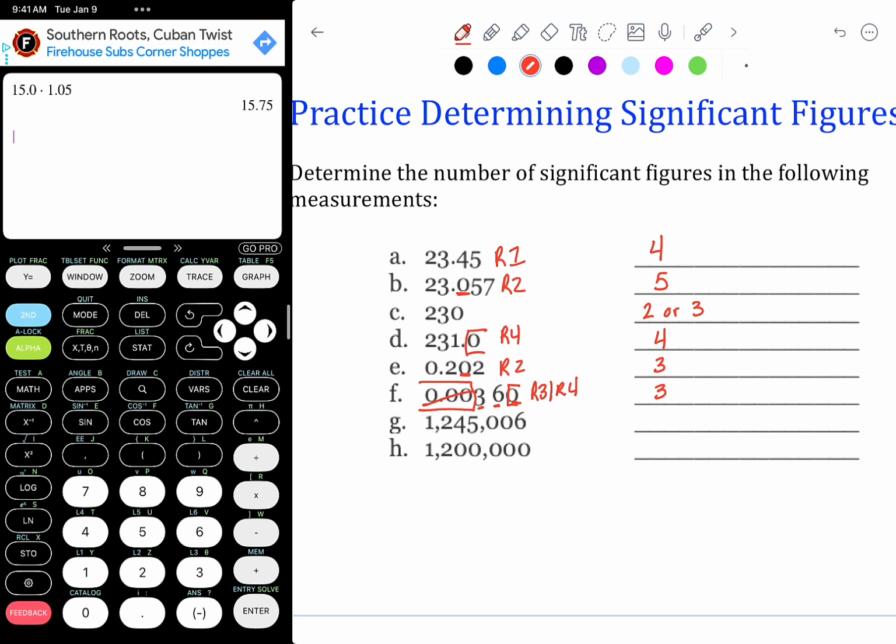Our second to last number has zeros that are sandwiched in, so we have Rule 2 again. So this would be 1, 2, 3, 4, 5, 6, 7 significant digits. And here we have a more ambiguous number. We don't have a decimal place anywhere, so this could be anywhere between 2 and 7 significant digits. We are very ambiguous on the sig figs of our last number.